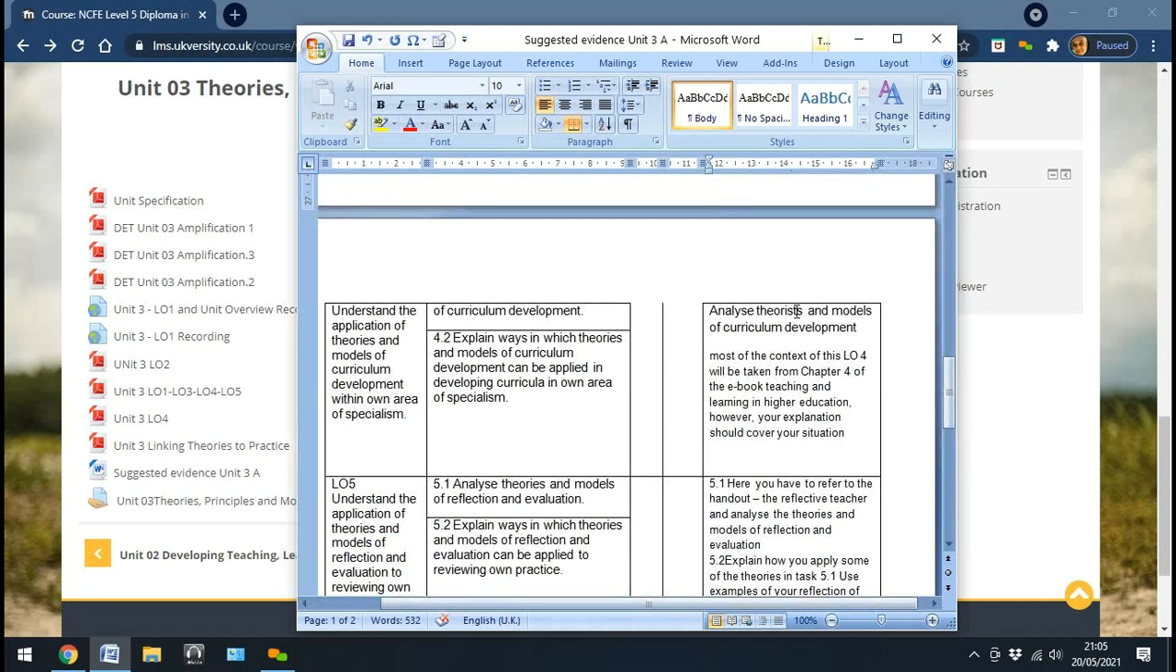Number 4, read and respond again on the theories and models of curriculum development. Most of the content of this Level 4 is taken from Chapter 4 of the e-book Teaching and Learning in Higher Education. However, your explanation should cover your situation, because it says in a lot of places on here, developing curricula in your own area of specialism.